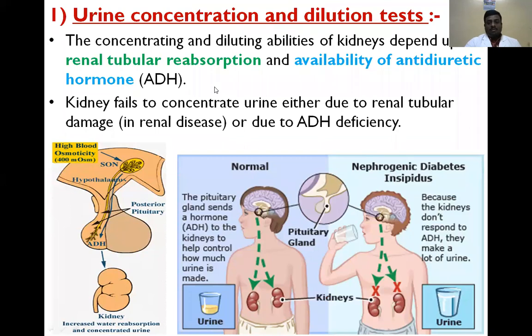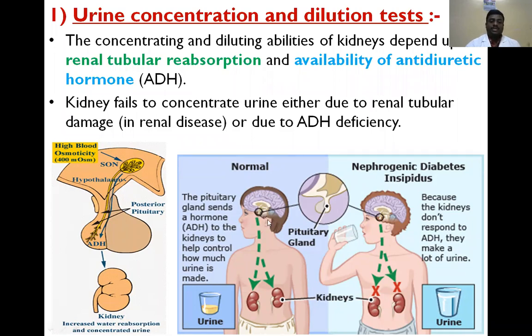Normally in our body, the water concentration depends mainly on two factors. One is renal tubular reabsorption. If there is normal tubular reabsorption, the water content in our body is not reduced. If there is any problem in the renal tubules, there is a chance of eliminating more water, and the body's water concentration is reduced. The other factor is hormone control. What is that hormone? Antidiuretic hormone.